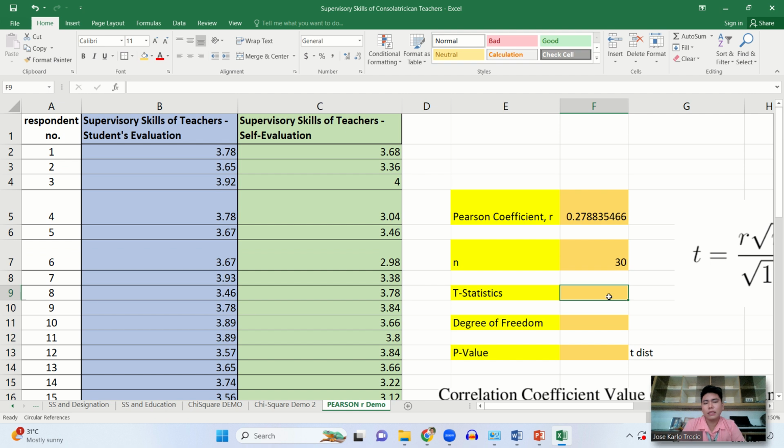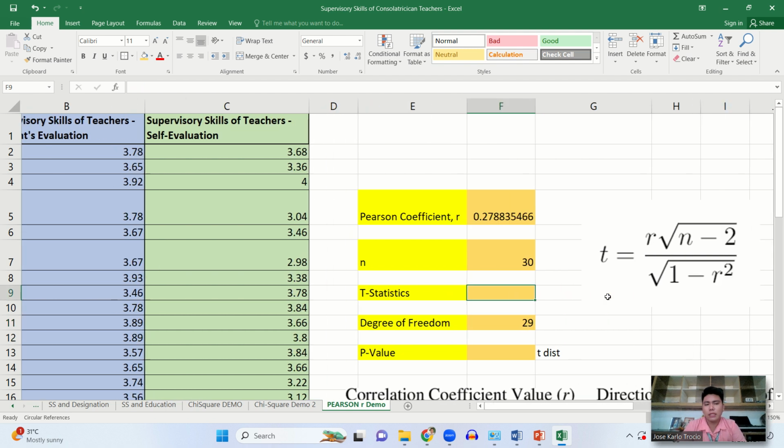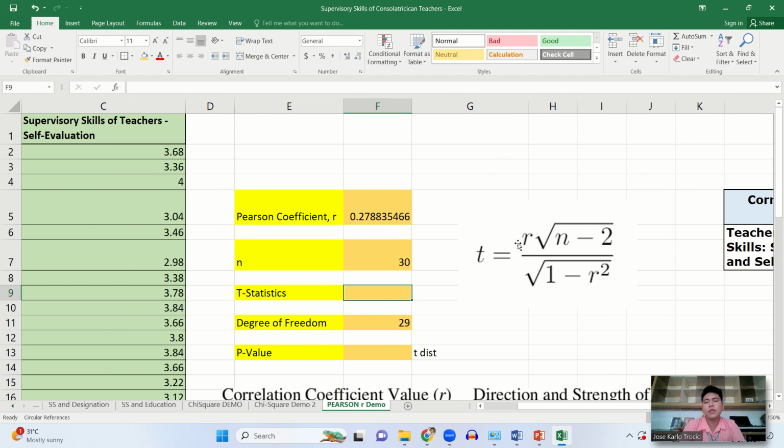For the test statistics, before that, let us solve for the degrees of freedom. Degrees of freedom, just subtract 1 from N. So that is 30 minus 1, that is 29. That is your degrees of freedom. Now let us solve for the T statistics. For the T statistics, we use the formula T equals R times the square root of N minus 2 all over the square root of 1 minus R squared.